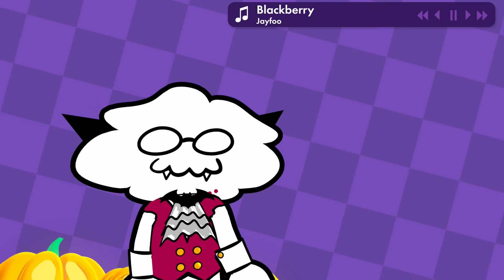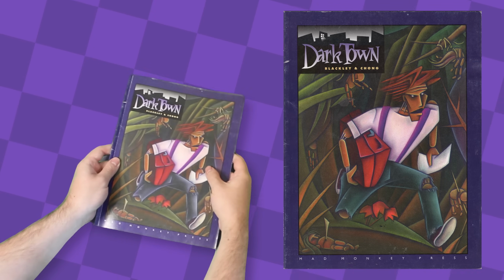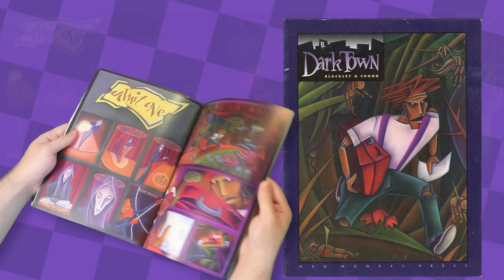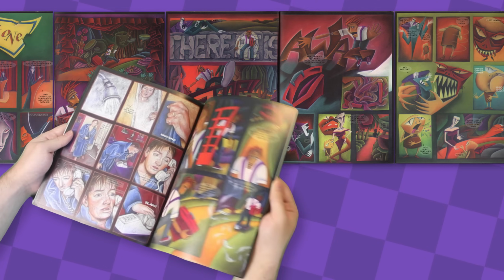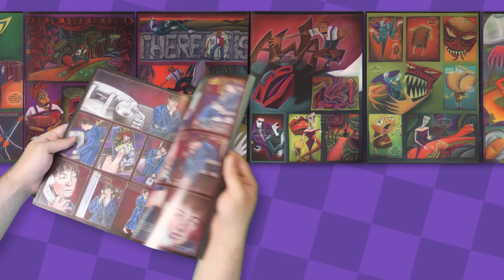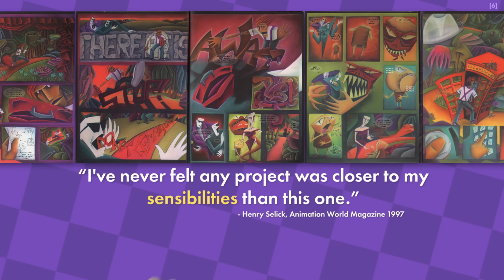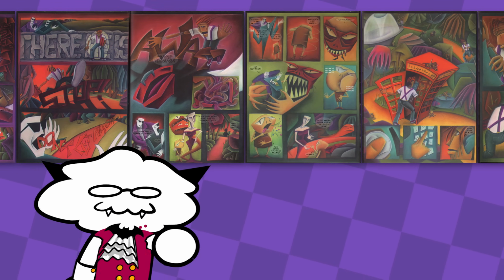What's important to know here is that Monkeybone is actually based on a comic called Darktown, and Downtown, the movie setting, shares a lot more in common with that comic than the rest of the film. And this wasn't a well-known comic at all at the time. It only ever had one issue and a small print run, but Selick loved the original comic so much that when he pursued the film rights, he's quoted as saying, "I've never felt any project was closer to my sensibilities than this one." And you know what? That makes a lot of sense.